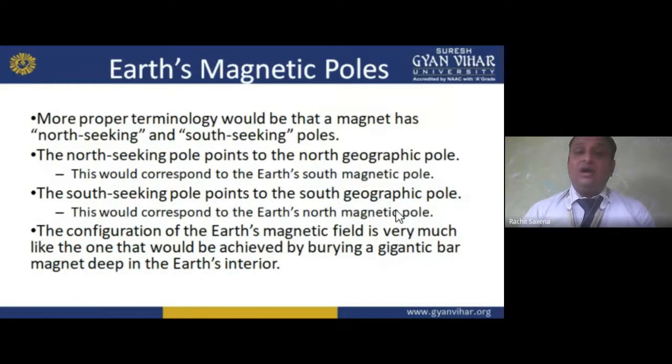Now, Earth's magnetic poles. A more proper terminology would be that a magnet has north-seeking and south-seeking poles. So we have two types of pole, my dear student: one is north, another one is south. The north-seeking pole points to the north geographic pole. This would correspond to the Earth's south magnetic pole. The south-seeking pole points to the south geographic pole. This would correspond to the Earth's north magnetic pole.